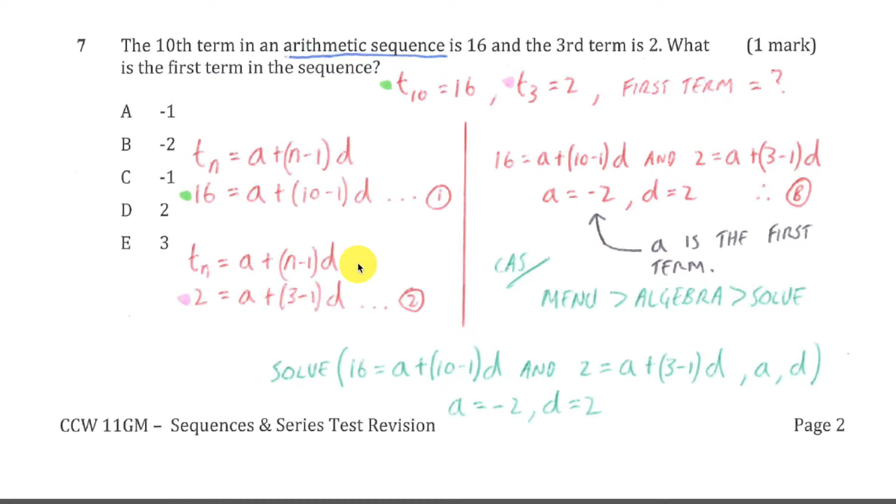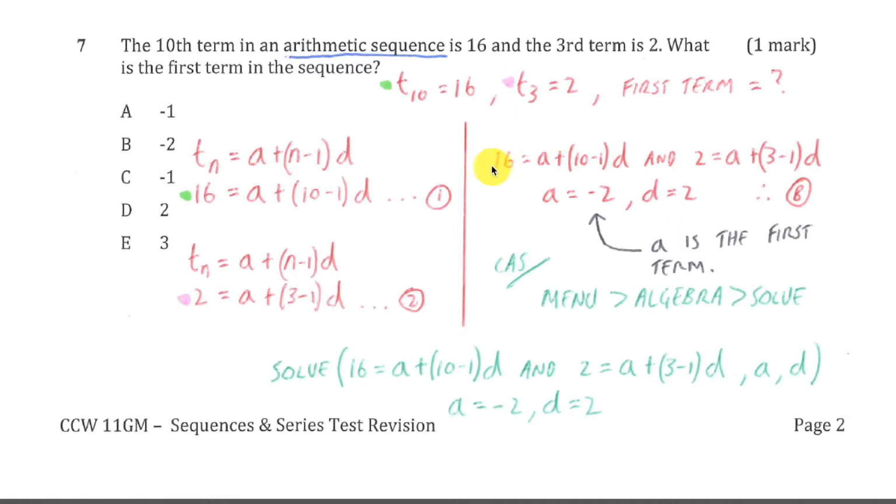In the same kind of approach, I'm going to be making use of T3 equaling 2. So instead of putting in Tn, I'm putting in specifically that Tn is equal to 2. In that situation, I don't know what A is, I don't know what D is, but I do know that N is equal to 3. So I have equation 1 and equation 2.